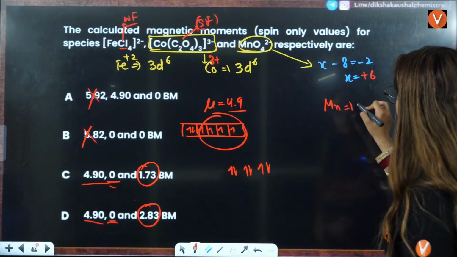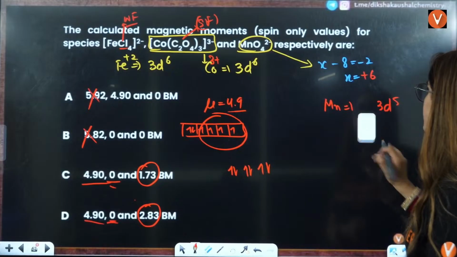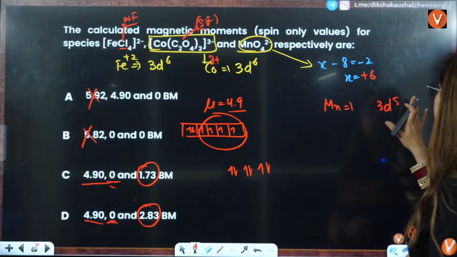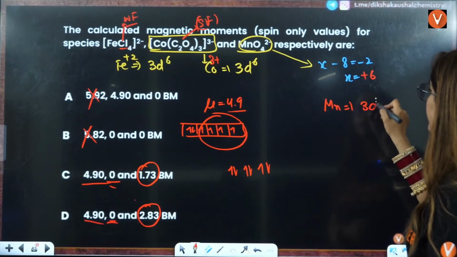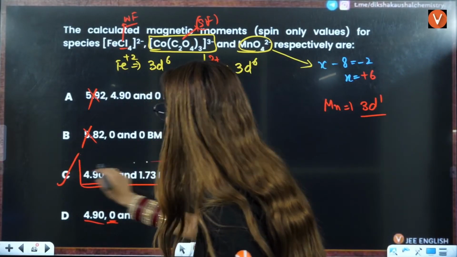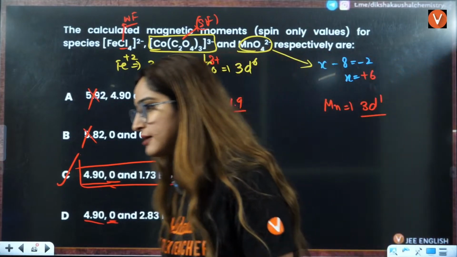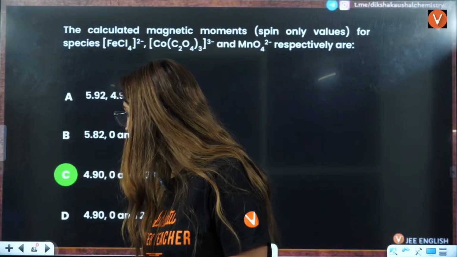So manganese is 4s2, 3d5. You take out 6 electrons, 2 from here, 4 from here. That will be 3d1. So that is 1 unpaired electron. That means the answer is going to be this. C is the correct answer. Is that clear? Understood?